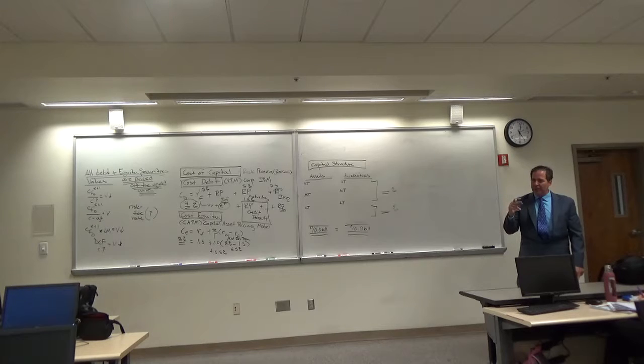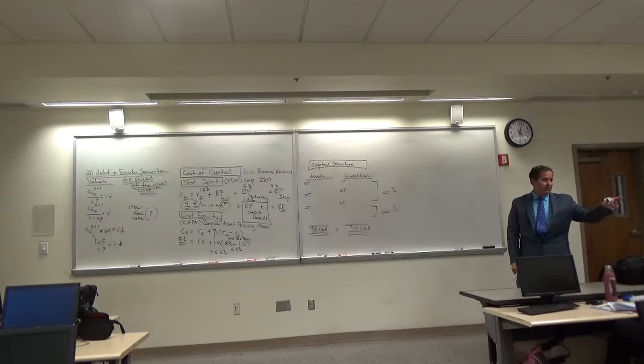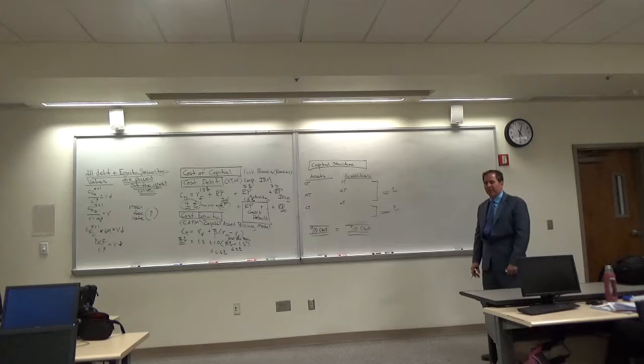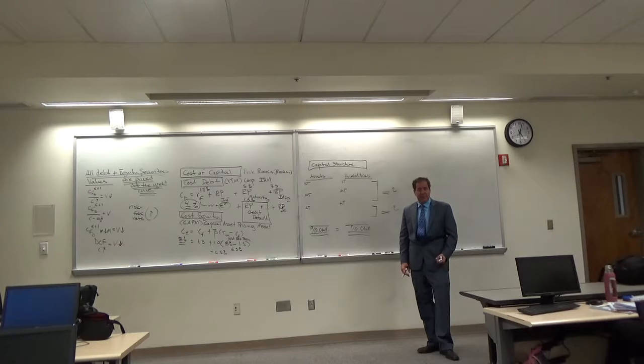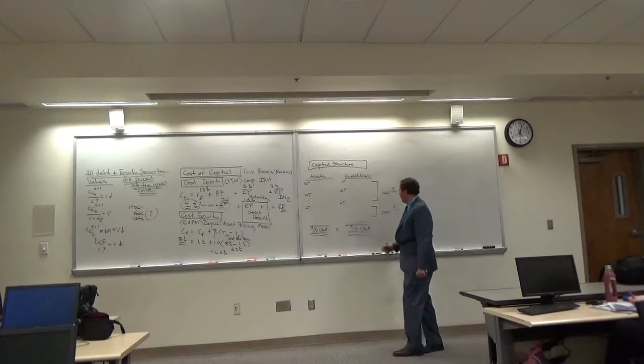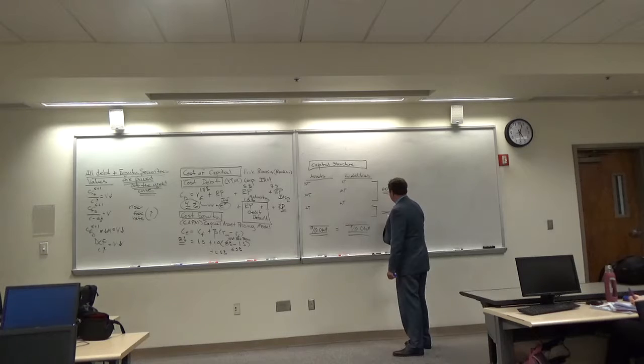70% equity, 30% debt, or 70% debt and 30% equity. Of the two, which one do you think is most likely? 30% equity. Anybody else? I think it's more debt. It could be 60-40. Yeah, it could be 60-40. 70-30 is pretty high, so let's just use 60-40. Okay, so we've got 60% debt and 40% equity.